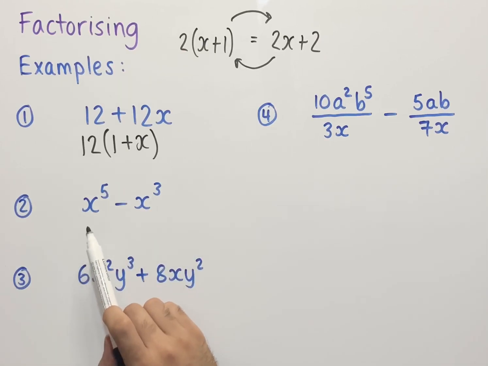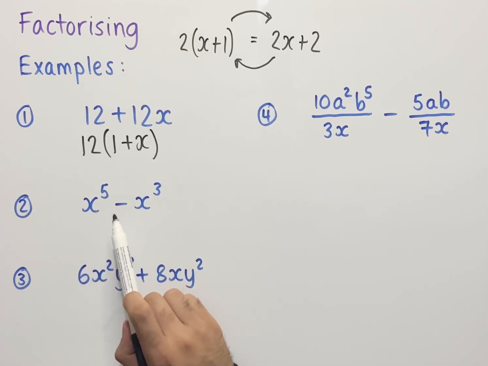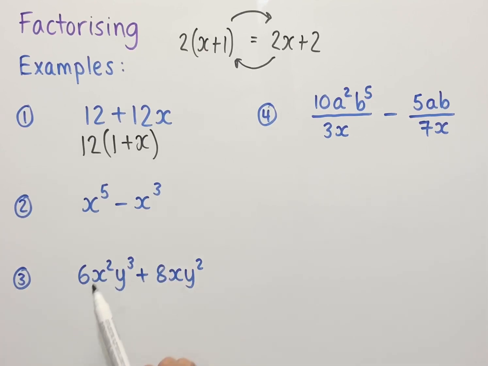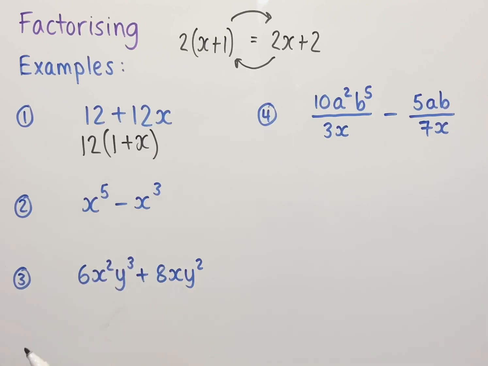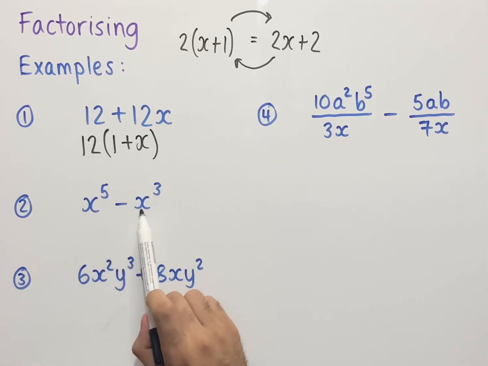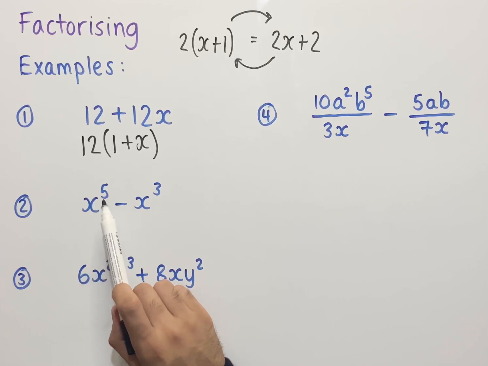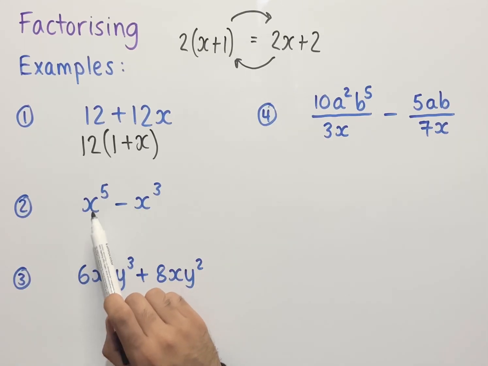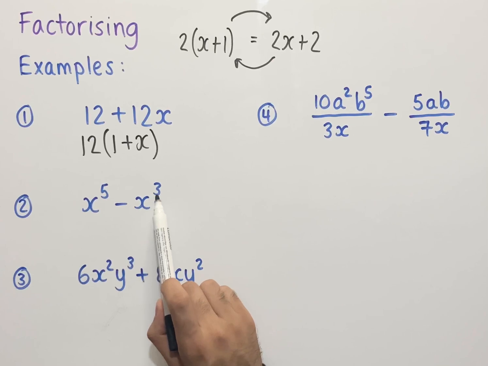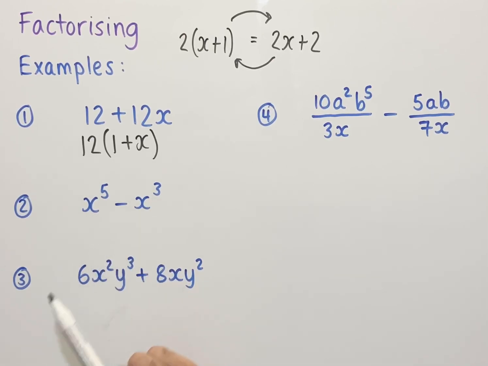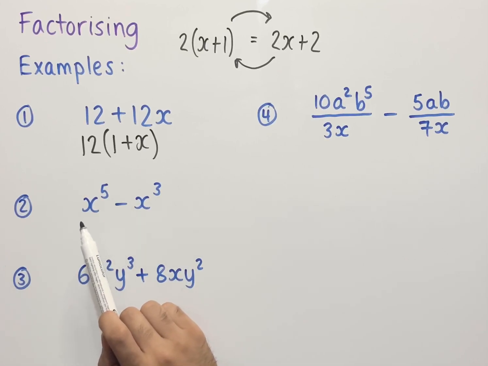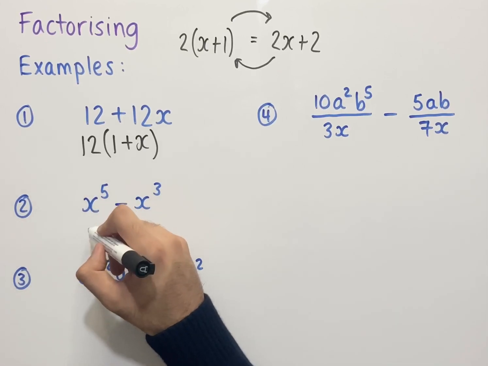Looking at the second example, we've got x to the power of 5 minus x to the power of 3. In this case, we need to think about what's common in both of these two terms. We see that both of them have x in them, and both of them have a different power of x. The first term here is x to the power of 5, so that's x multiplied by itself 5 times. And the second term is x to the power of 3, and that's x multiplied by itself 3 times. So both of these terms have 3 x's common, and so we can take that out.